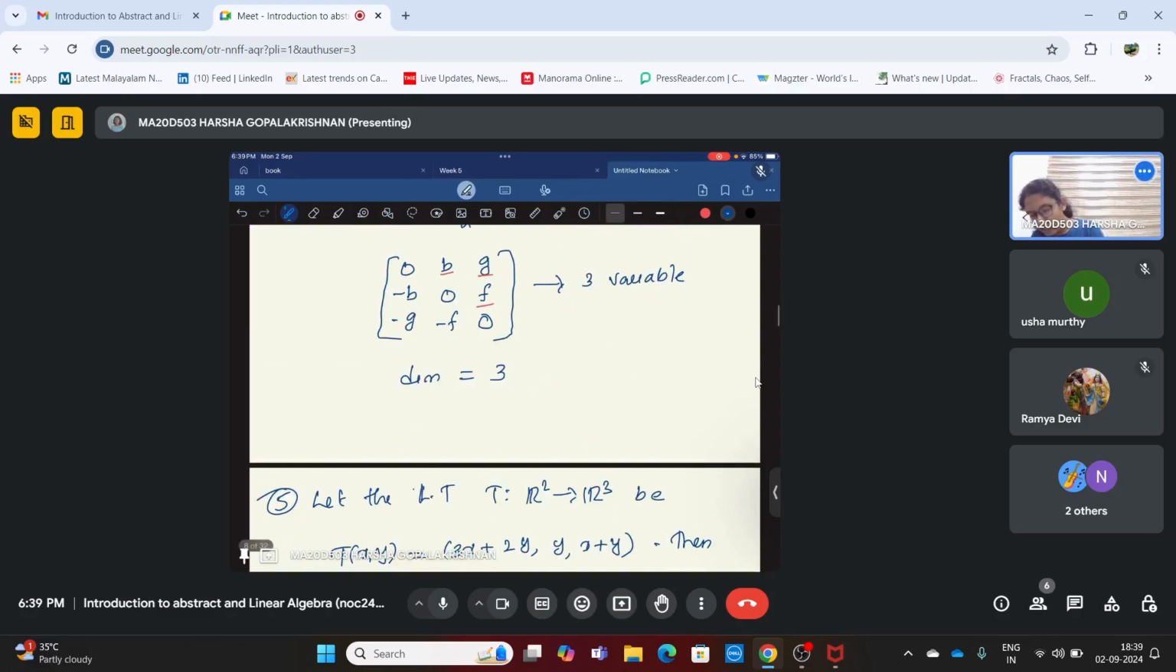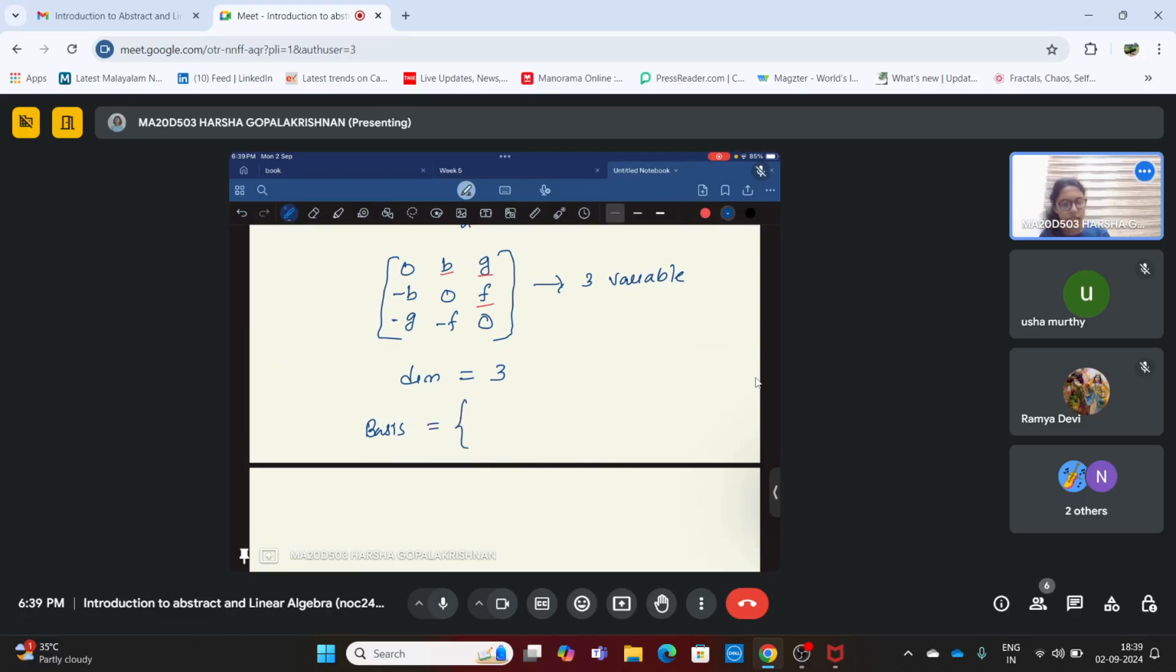Okay. So for example, we can very quickly see the basis also. Okay. Basis how we can write: put B is 1, all others are 0. That is 0, 1, 0, minus 1, 0, 0, 0, 0, 0. What we have done here? B is 1. So minus B is 1. So one term we will get it. Now we will put G is 1. All others are 0. Okay. 0, 0, 1, 0, 0, 0, minus 1, 0, 0. Okay. So the third element will be 0, 0, 0, 0, 0, 1, 0, minus 1, 0. So this will be the basis.